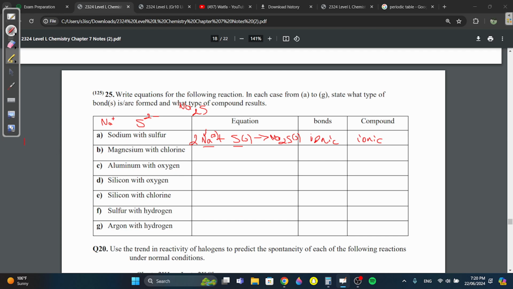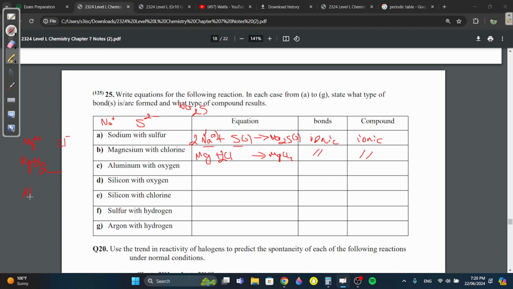Okay, magnesium with chlorine. Let's figure out what we have. Mg2 plus is magnesium. Chlorine is Cl minus. Crisscross, you get MgCl2. So Mg plus Cl to produce MgCl2. Let's balance it: you're going to get 2Cl. Is it balanced now? Yes, it is. Now it's metal, non-metal, so again, ionic.